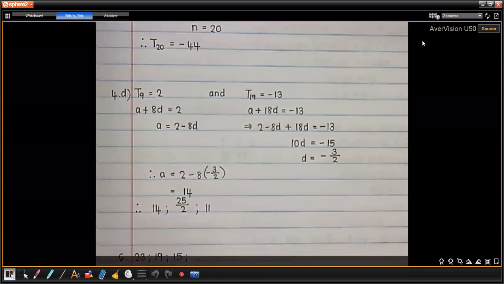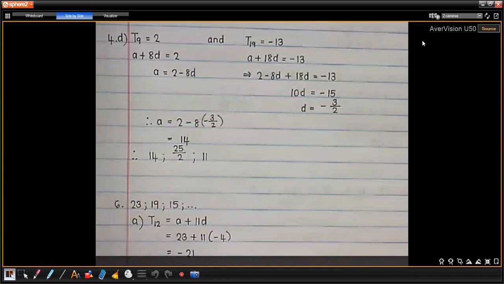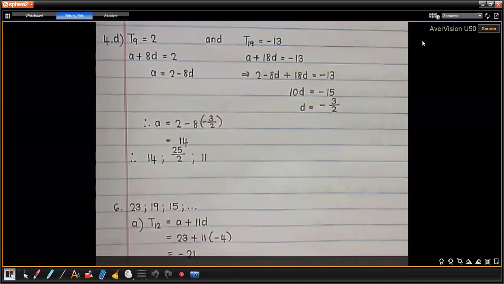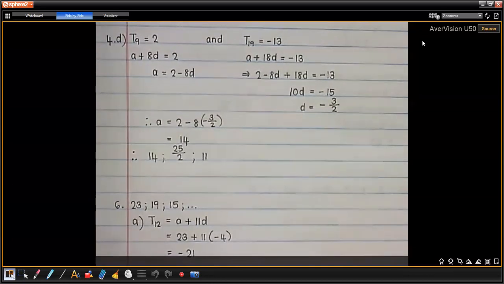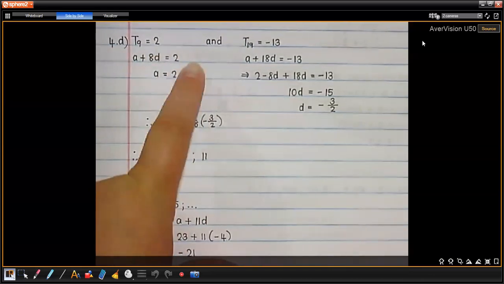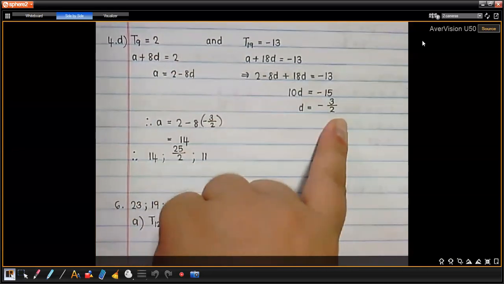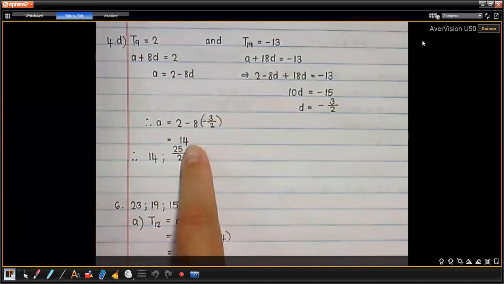Okay, so we have practiced ones like this before. They've given you the values of terms 9 and 19. So for term 9, you write that as A plus 8D. Term 19 is A plus 18D. Make A the subject. Sub that into the place of A in the other equation. Solve for D. Sub that in there to solve for A.